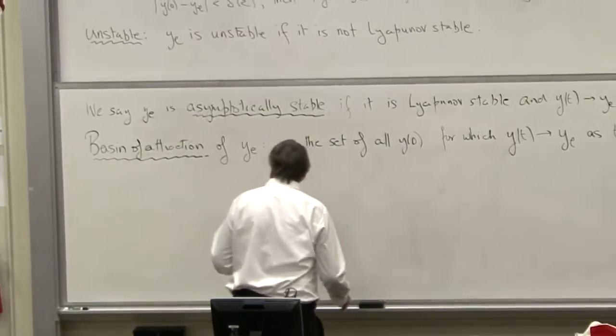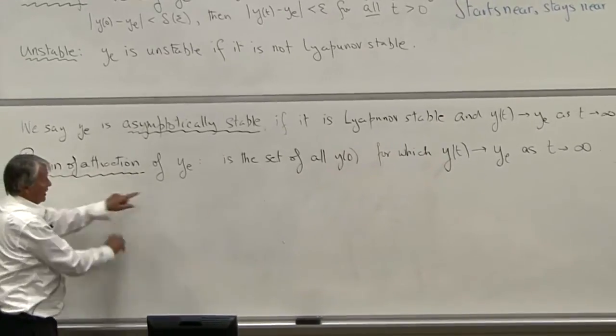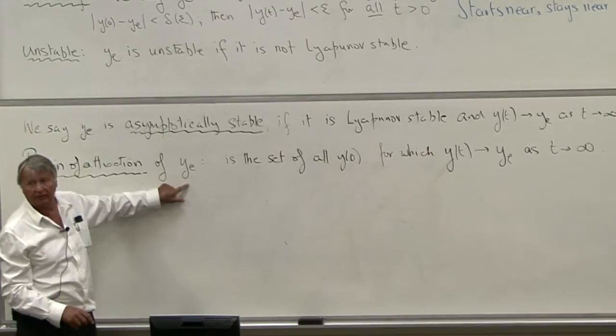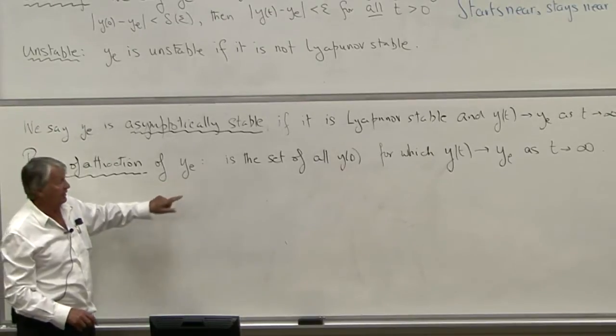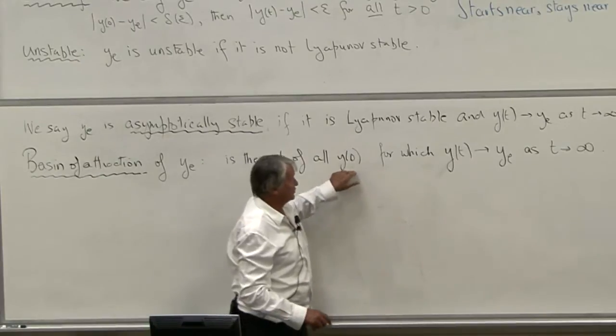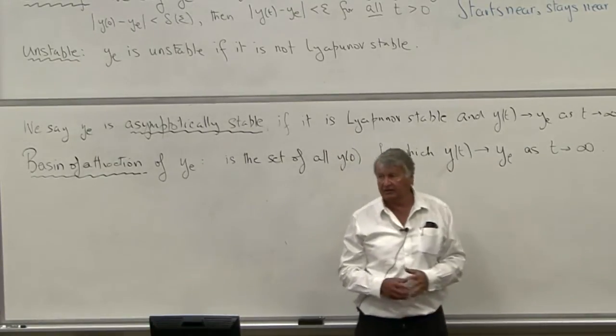So, these are the basic definitions. Finally, the notion of basin of attraction of a stable, asymptotically stable equilibrium point, YE. It's the set of all initial conditions for which the solution starting there ends up at YE as t goes to infinity.